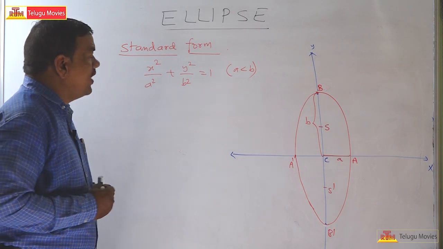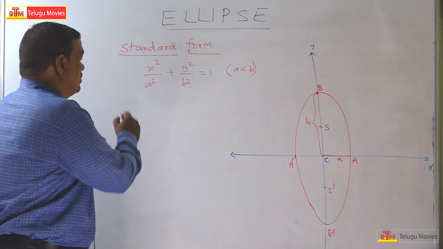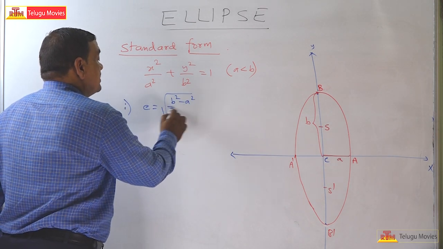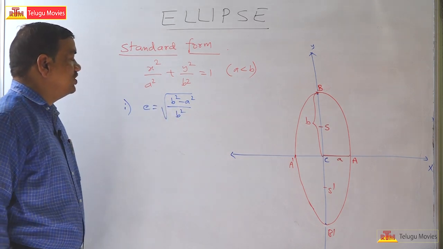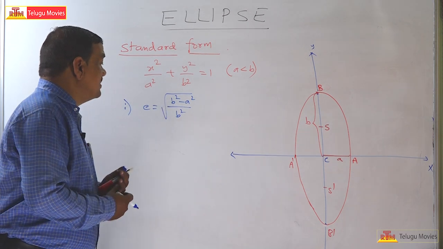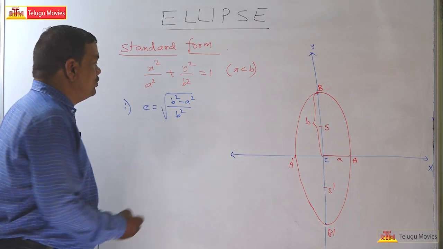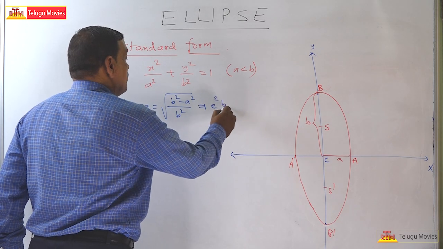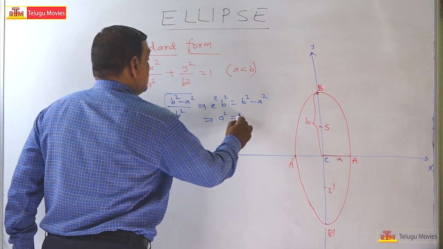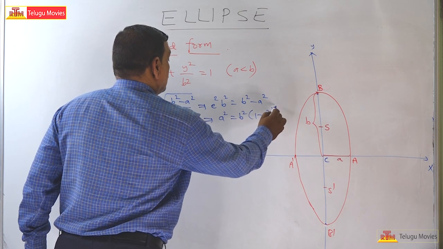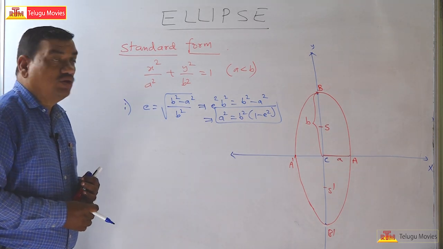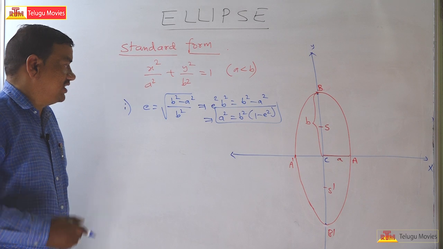So next we are going to see what the eccentricity is. The first thing is very important. Eccentricity is the root of (b square minus a square) by b square, where a is less than b, so b is greater. That is why it is b square minus a square by b square. Otherwise you can write it as a square equals b square into (1 minus e square). This way also you can remember: a square is equal to b square into 1 minus e square.